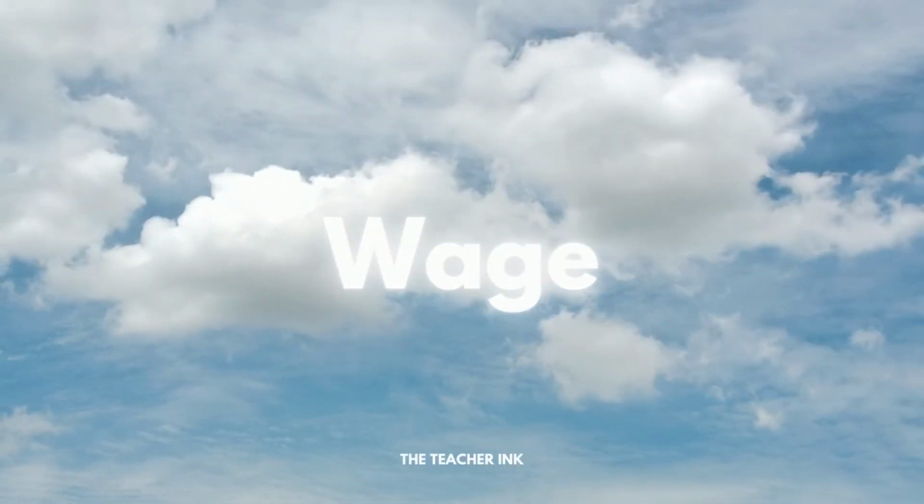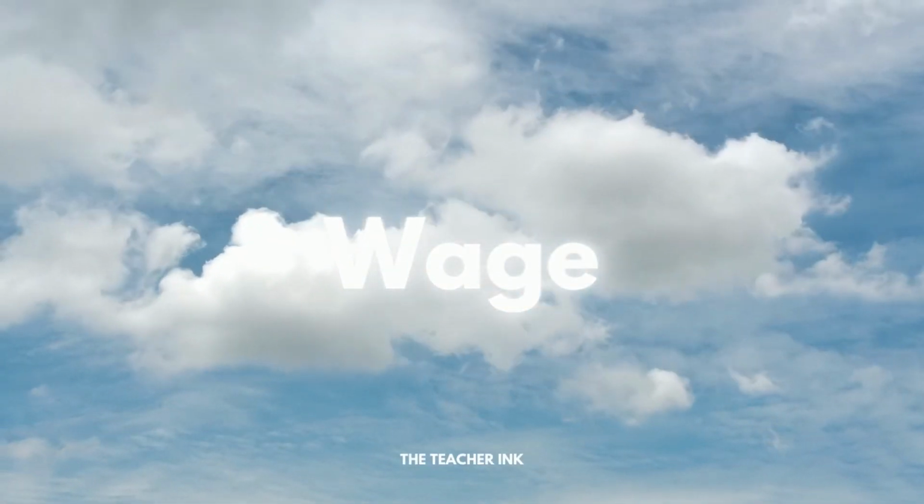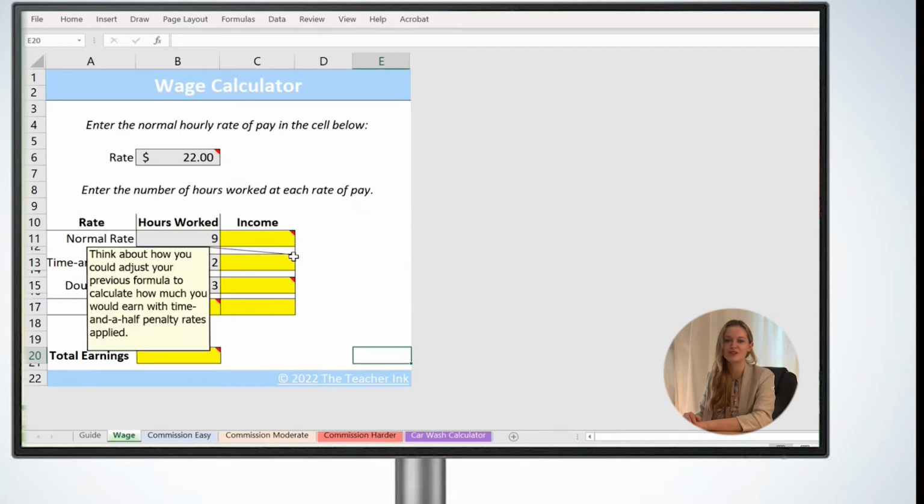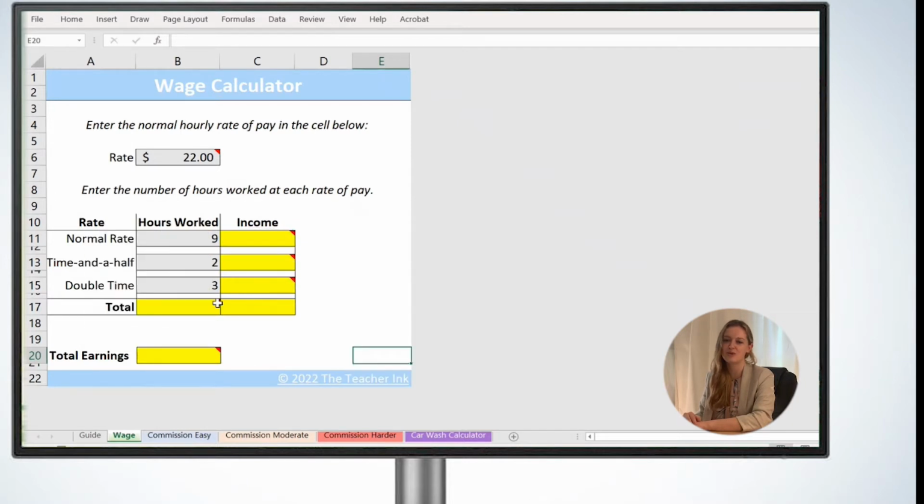This sheet will help me calculate my total earnings based on my rate of pay and the number of hours I work. The nice addition to this is that I have the ability to include penalty rates such as time and a half and double time. The little red ticks at the top of some cells tell me there is a comment there for me to read. I have included comments throughout the spreadsheet to provide additional hints and to support you if you wish to complete the spreadsheet without the video walkthrough.